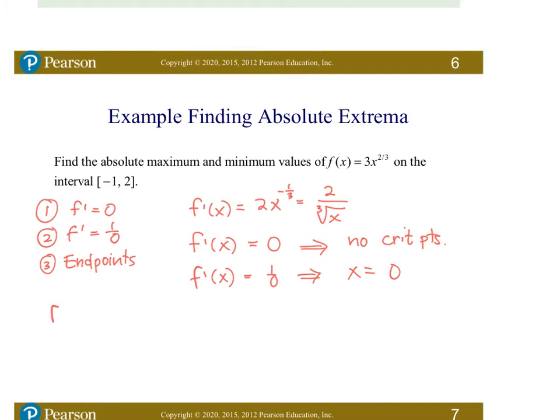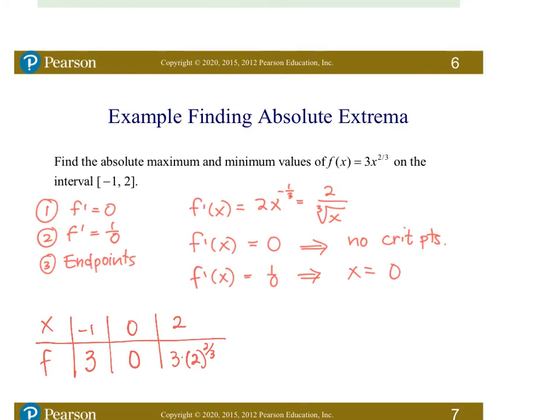So what I'll do is I'll make a table and I'll check my endpoint -1, my critical point of 0, and my endpoint of 2. And so plugging in -1 into 3x to the 2/3, that's the cube root of -1 squared multiplied by 3. If I plug in 0, I'll get 0. If I plug in 2, that would be 3 times 2 to the 2/3, which is going to be less than 3.